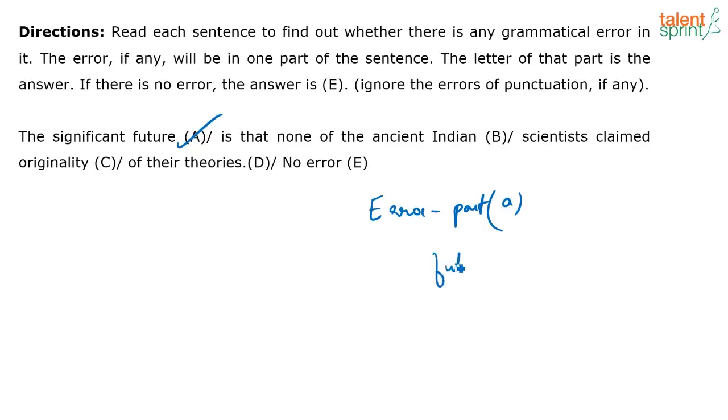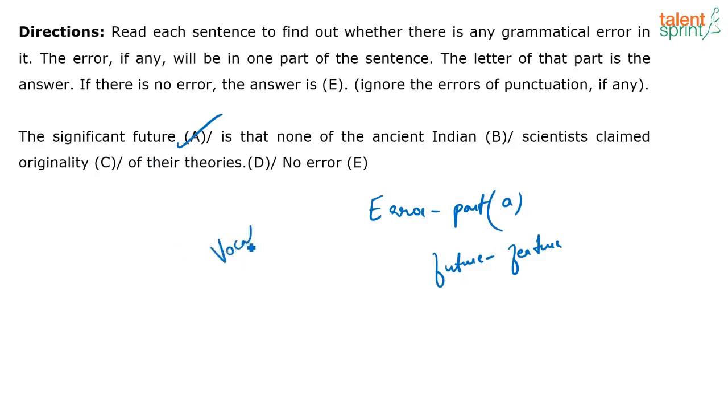It's not future, it's a feature, right? What is a feature? Some sort of an aspect, right? An attribute. So the aspect here is that none of the ancient Indian scientists claimed originality of their theories. That is a feature and not a future. So the significant feature, again, it's an incorrect word choice.